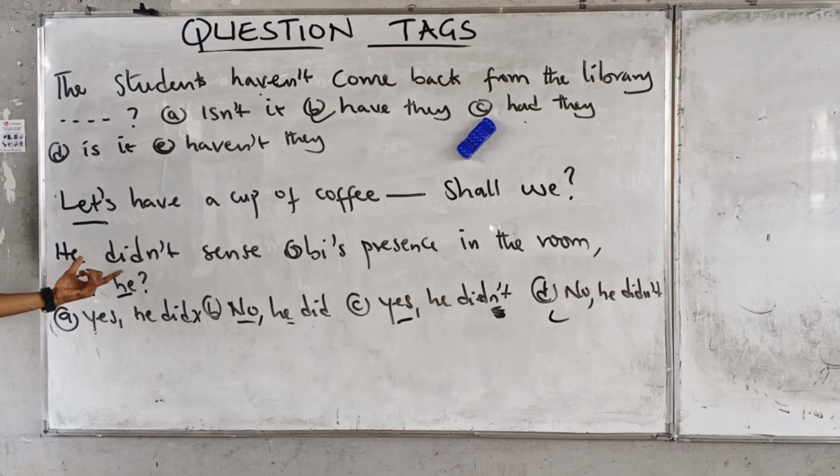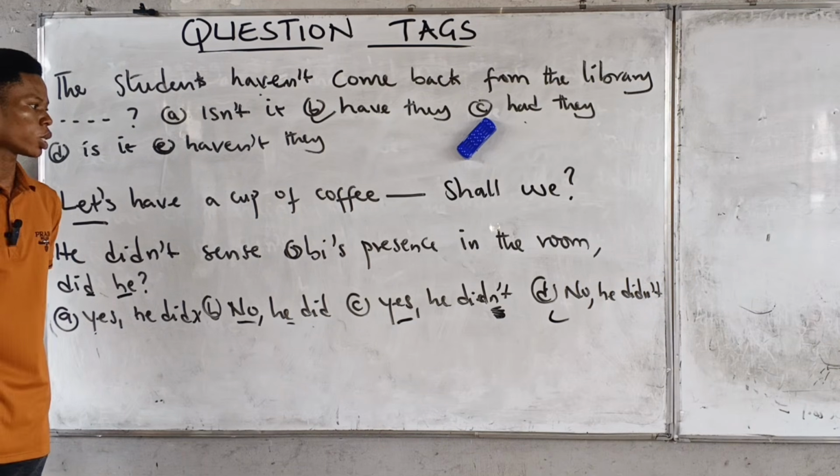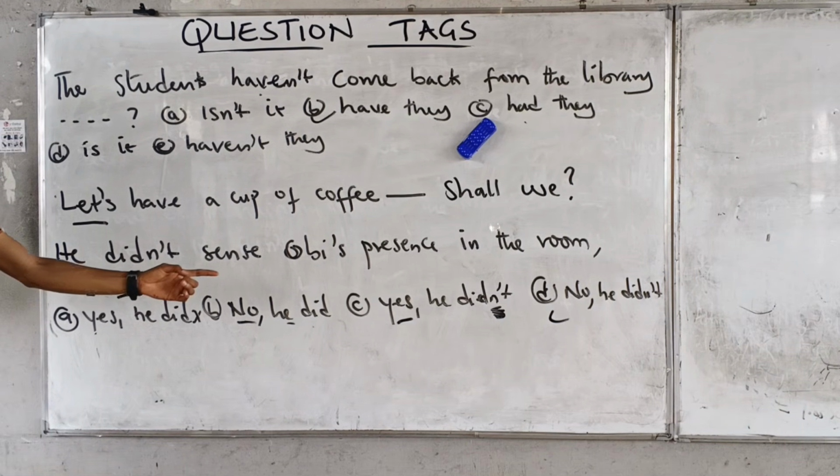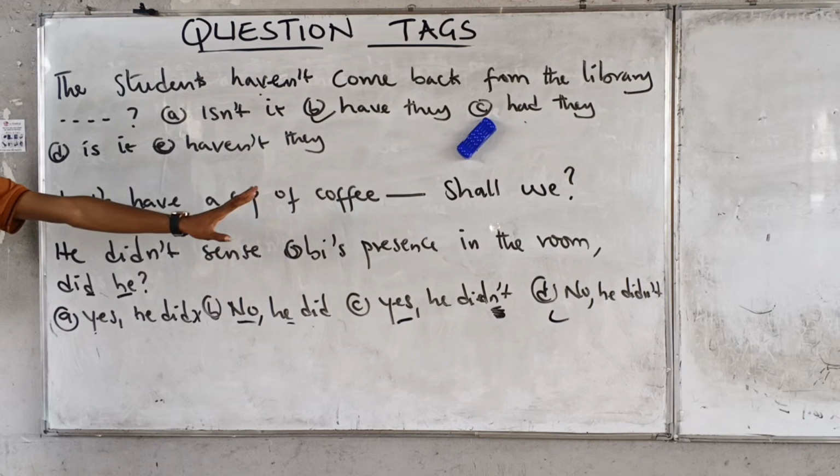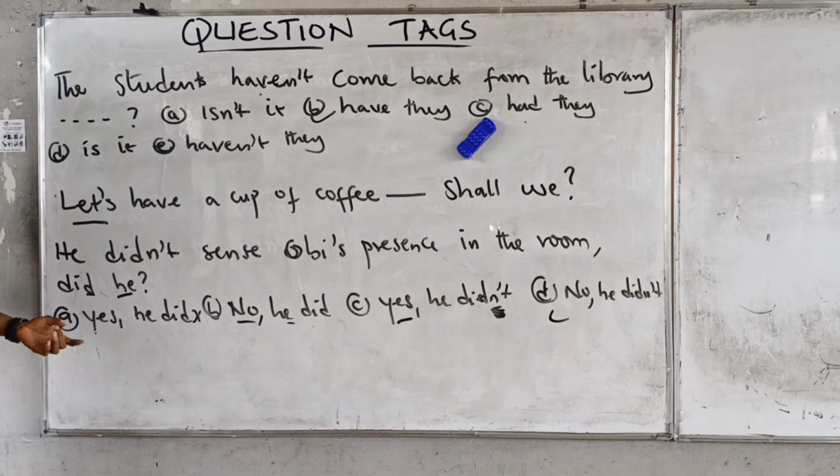He didn't sense Obi's presence in the room. If the question had stopped there, they would have required you to put this part: did he? Didn't he? But you are giving this other part. You are giving the question tag already.